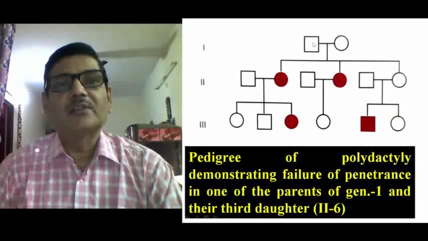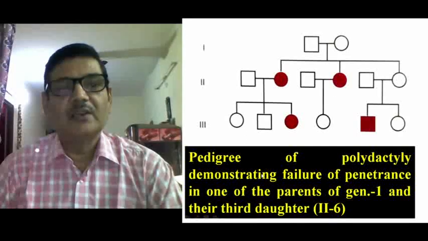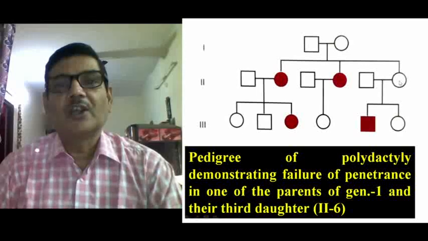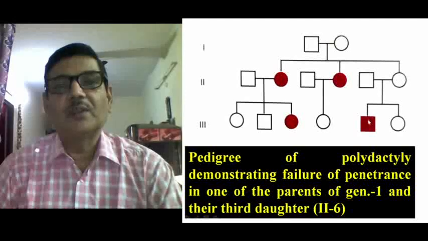And in the parents also, one of the parents should have this particular trait, polydactyly, but we are not observing it; they are looking totally normal. So in their case also there is incomplete penetrance of this trait. So the pedigree of polydactyly demonstrates failure of penetrance in one of the parents of generation 1 and their third daughter. This third daughter is also showing absence of the trait, because we expect her to show the trait, since she has a male child who is showing the trait.